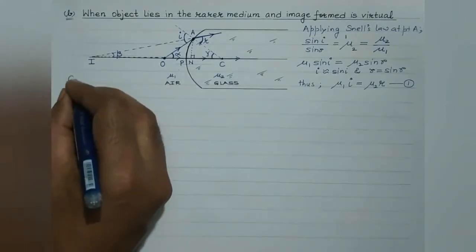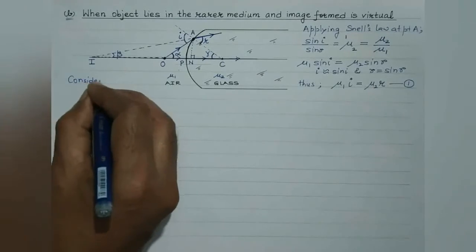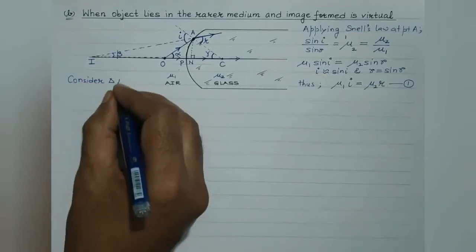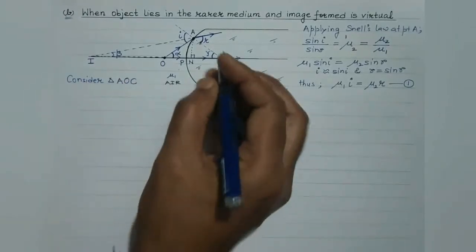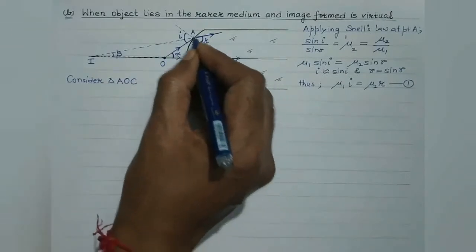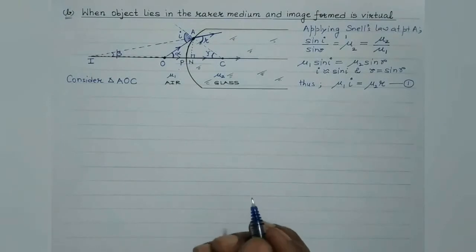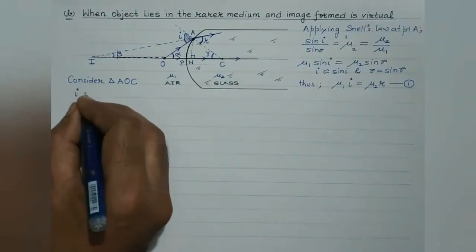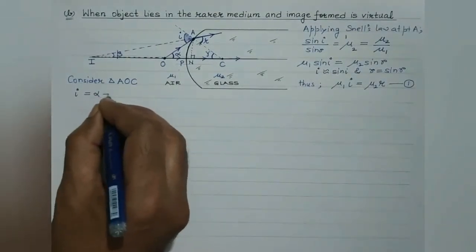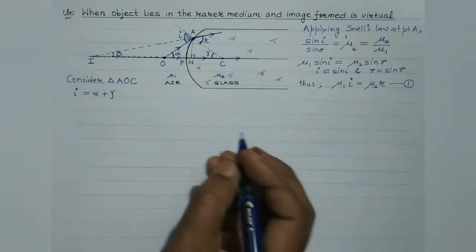So consider triangle AOC. I am considering this triangle, students. This is the exterior angle, obviously. This is the exterior angle. Therefore, the exterior angle is equal to the sum of the opposite interior angles.